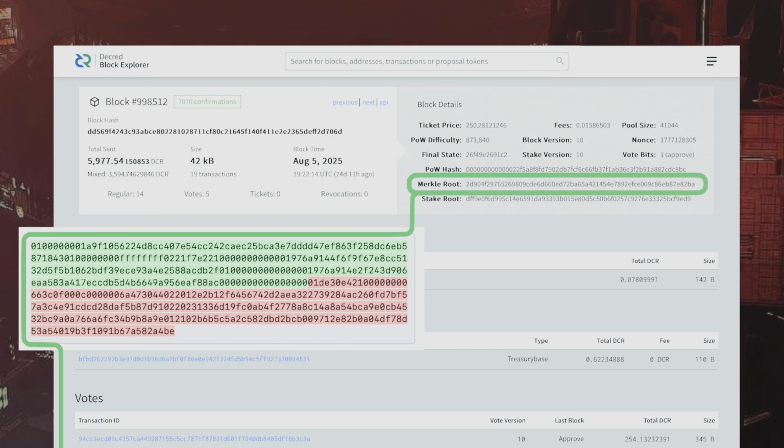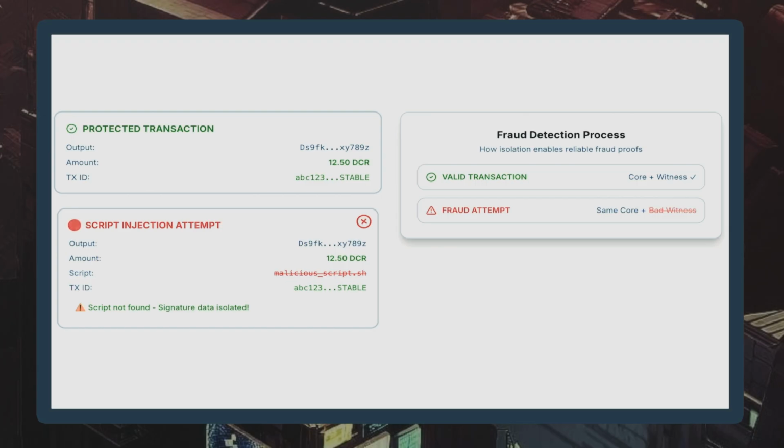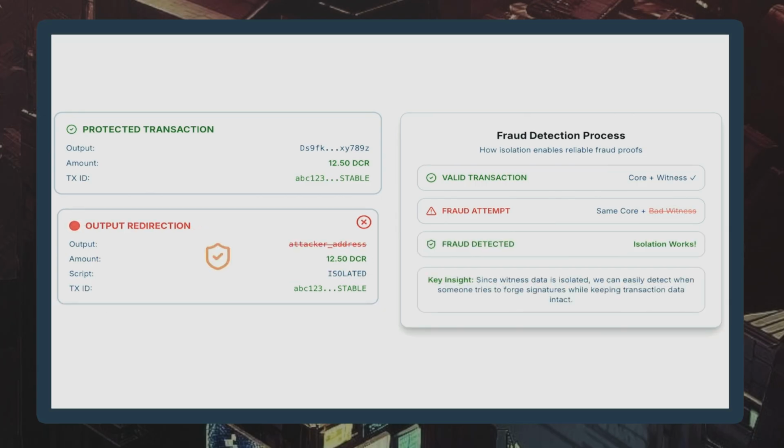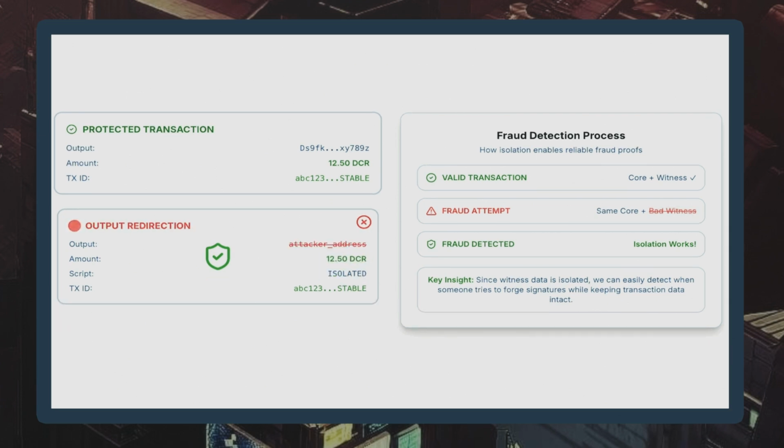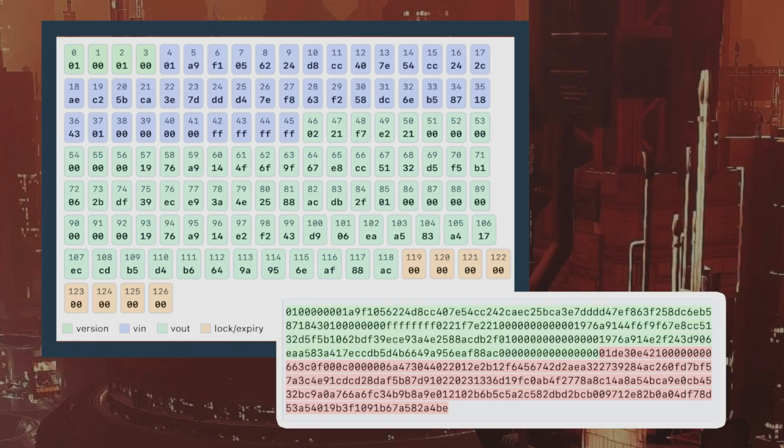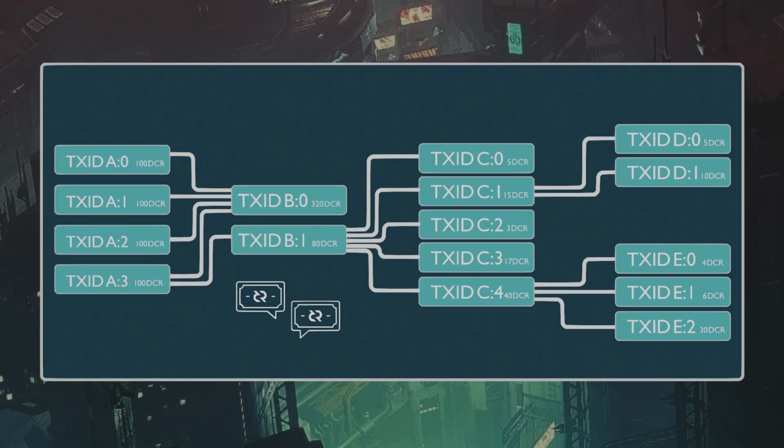The exclusion of witness data yields several technical benefits. Prevent transaction malleability. By removing signatures from the transaction ID calculation, Decred eliminates the risk of third parties altering a transaction's identifier by changing how a signature is encoded. Using this method, transaction IDs have become more stable, making transaction tracking far more reliable.